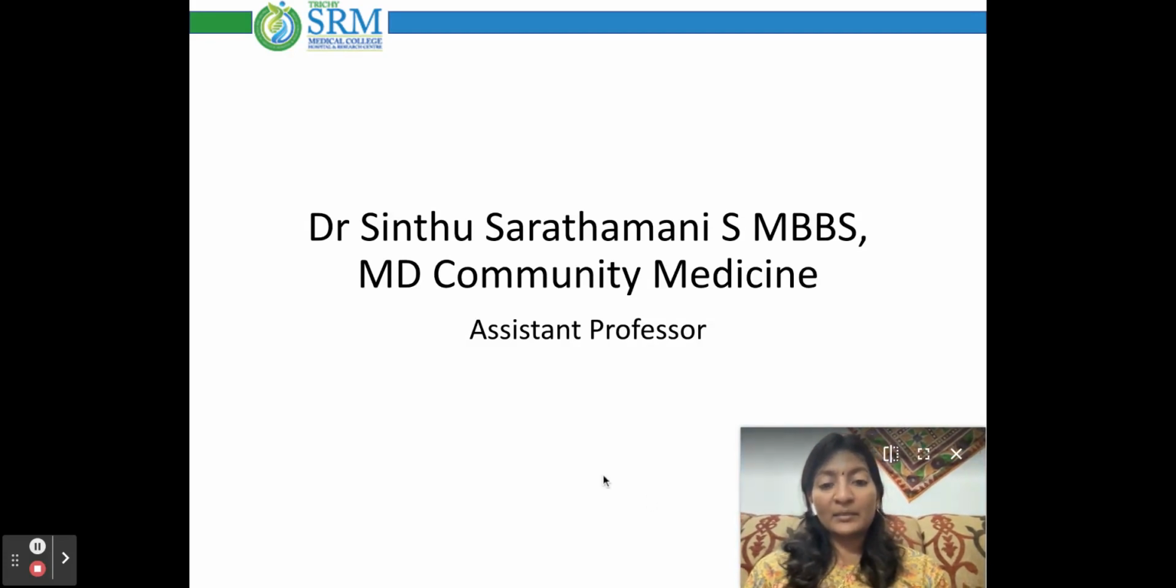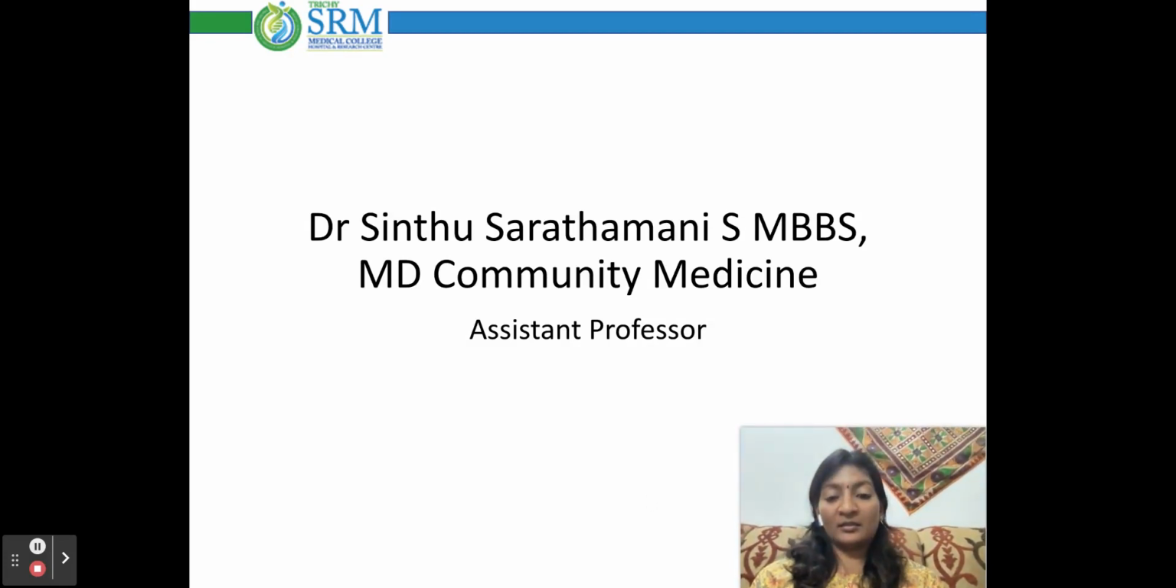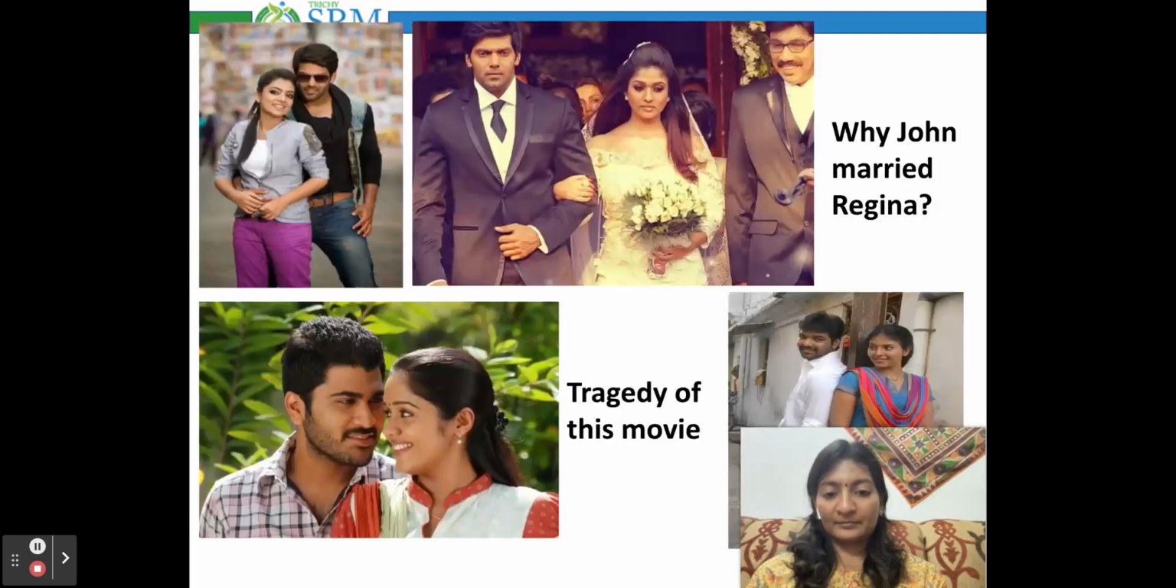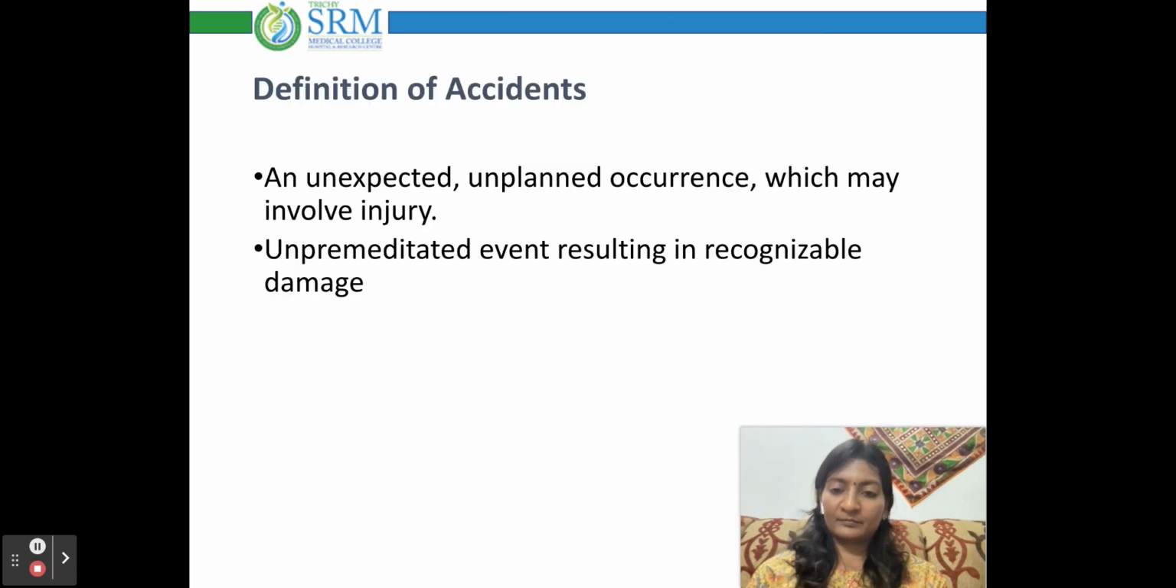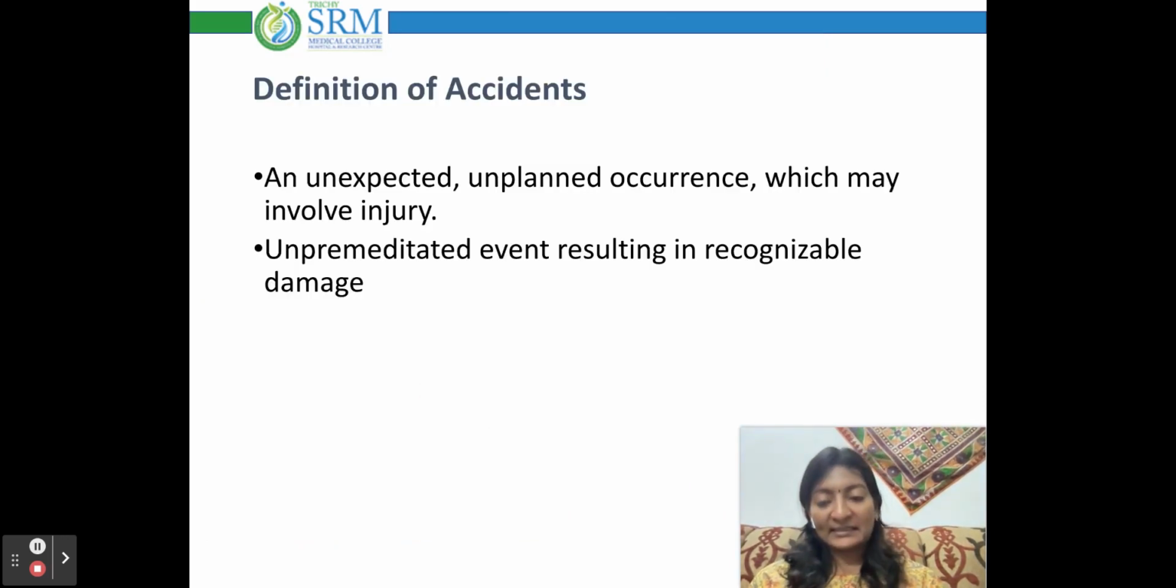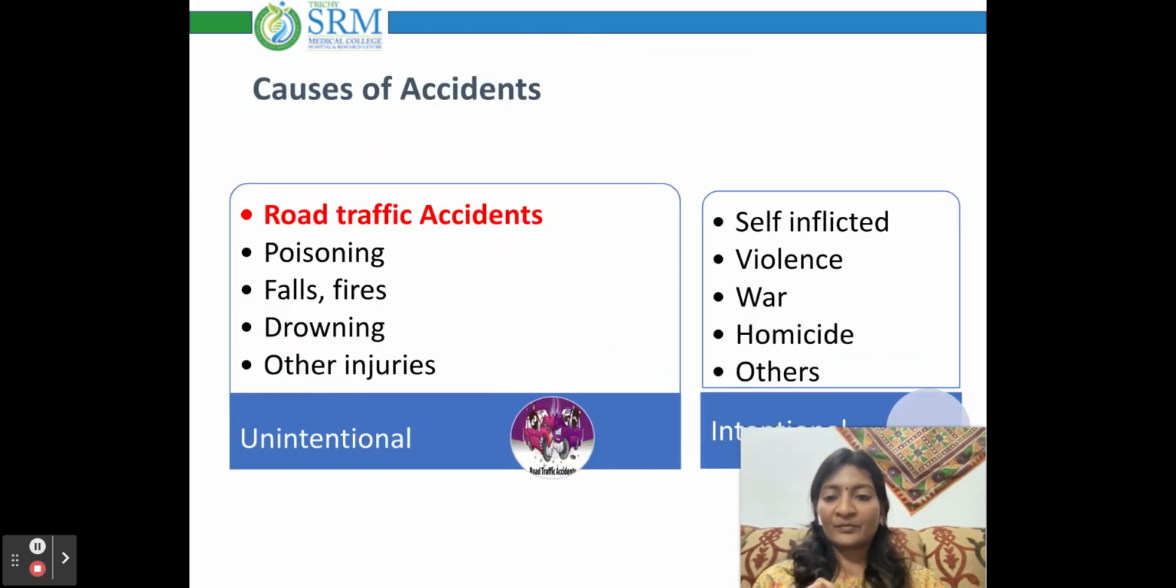In this video, we will be seeing about the two main non-communicable diseases. One is the road traffic accident, and second is the blindness. So, first, what is an accident? Accidents are unexpected, unplanned occurrences which may involve injury, an unpremeditated event resulting in unrecognizable damage.